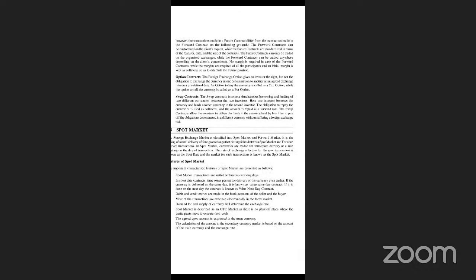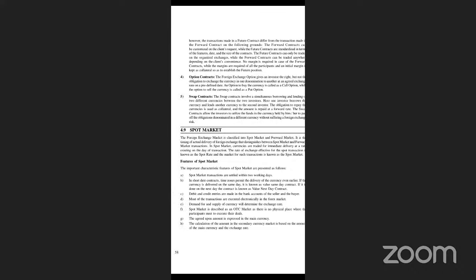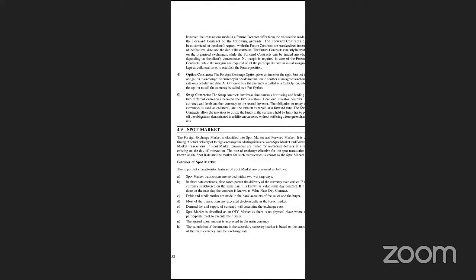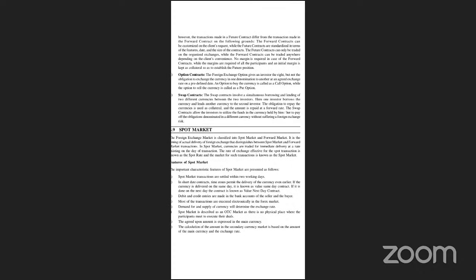Now, what is the spot market? The spot market is all about the timing of actual delivery of foreign exchange, which differentiates it from a forward market transaction. In this market, the currencies are traded immediately, with immediate delivery at the rate existing on the date of the transaction. Okay. The features of spot markets are that they are settled within 2 days. These are short-date contracts, that is, 2-day contracts, and they permit delivering the currency even earlier than 2 days. Now, debit and credit entries are made in the bank accounts of both the buyers and sellers.